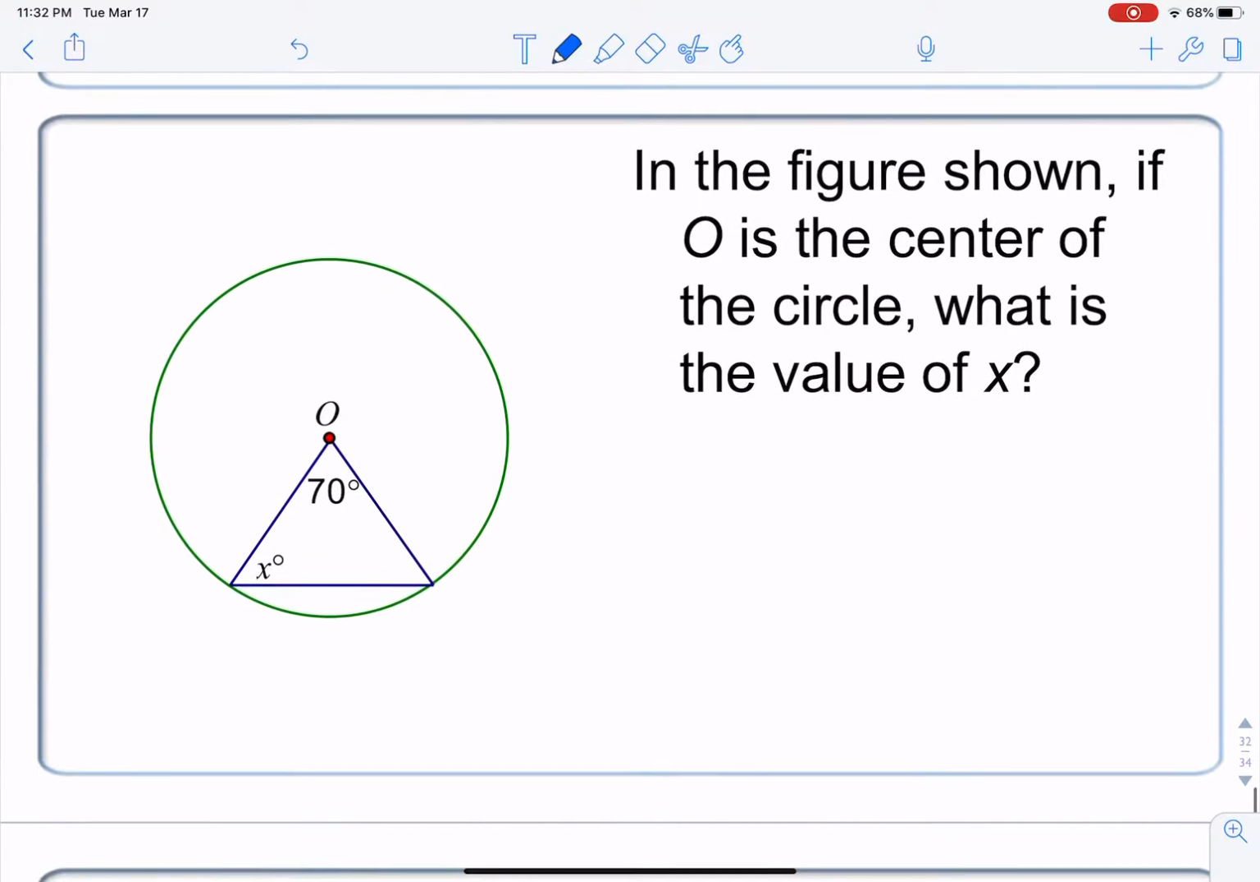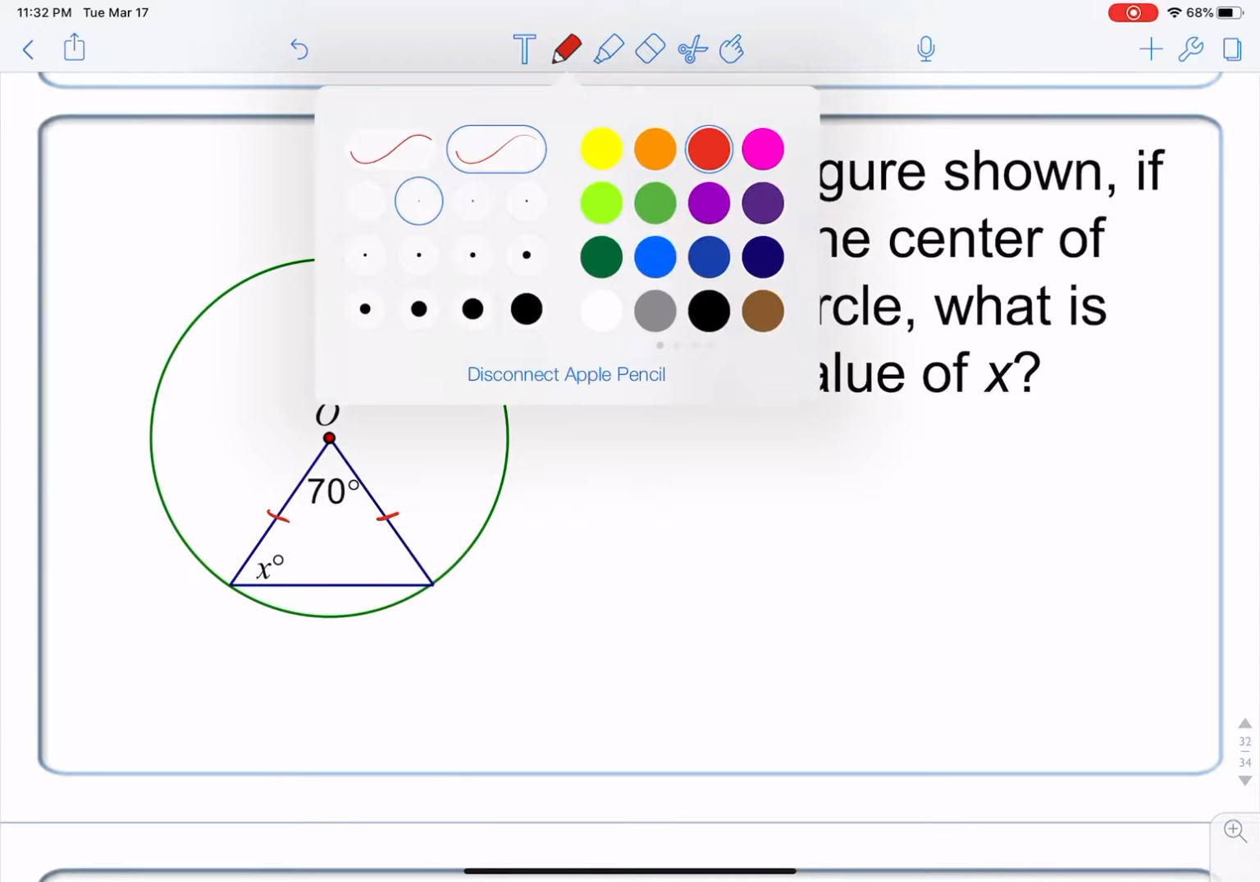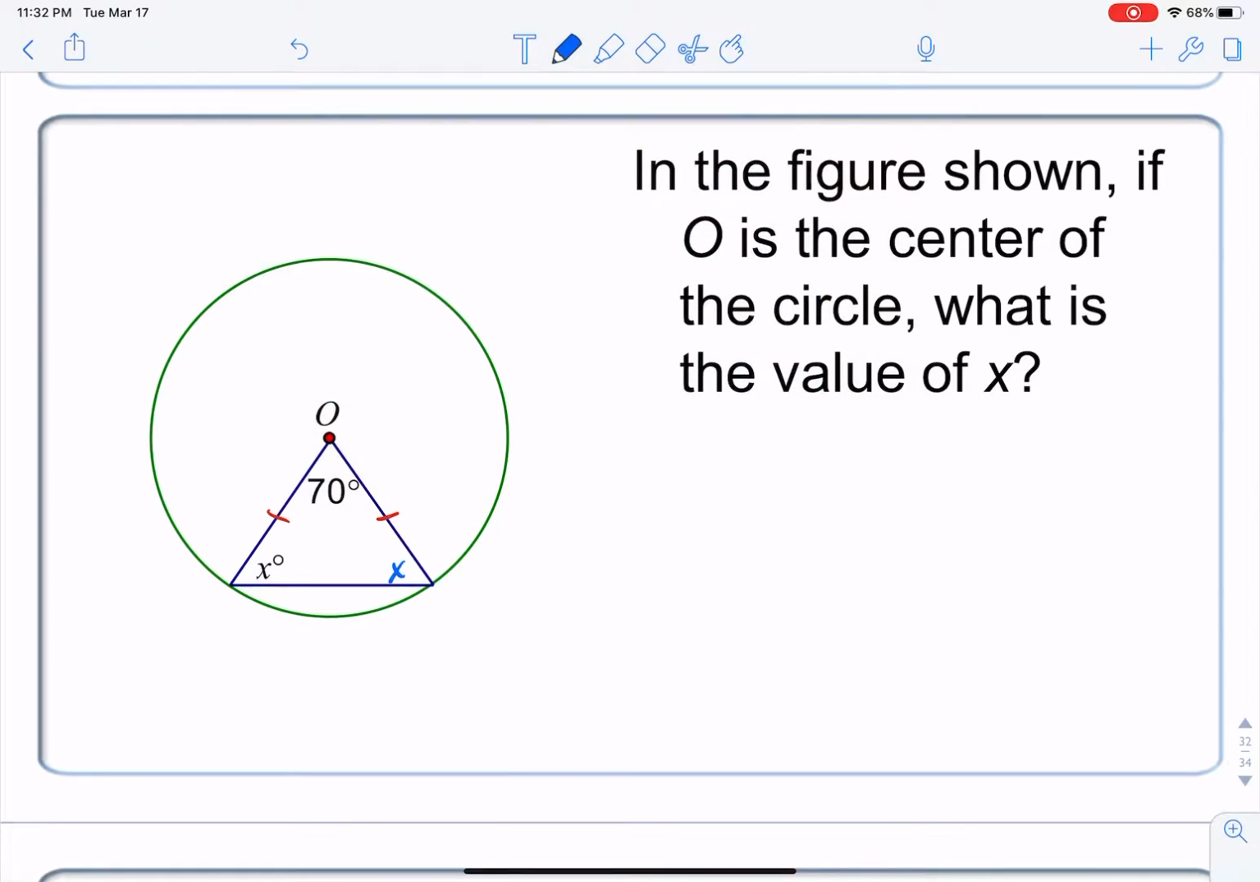Okay, so for this particular example, we're going to mark, how about red, that these two sides are congruent to each other because they're two radii of that circle. They have to be congruent, which makes the triangle in the picture isosceles, which also means that this over here has to be an x.